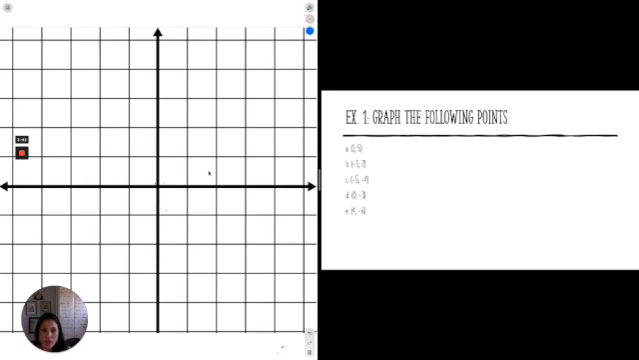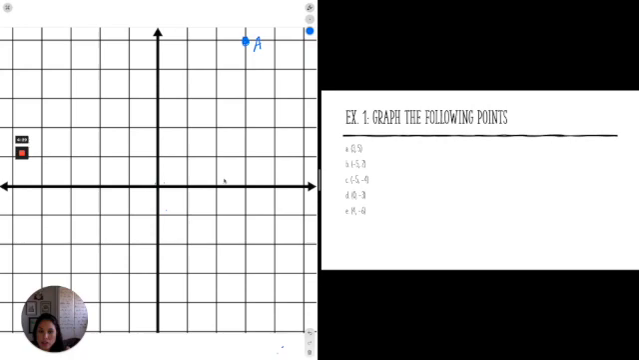Okay, so let's graph the following points. The first one is (3, 5), and we're going to call this point A. So for (3, 5), 3 is going to be the x coordinate. I go over 3 points, 1, 2, and 3, and then I go up 5: 1, 2, 3, 4, 5. So this is point A, and you would say this is in quadrant 1.